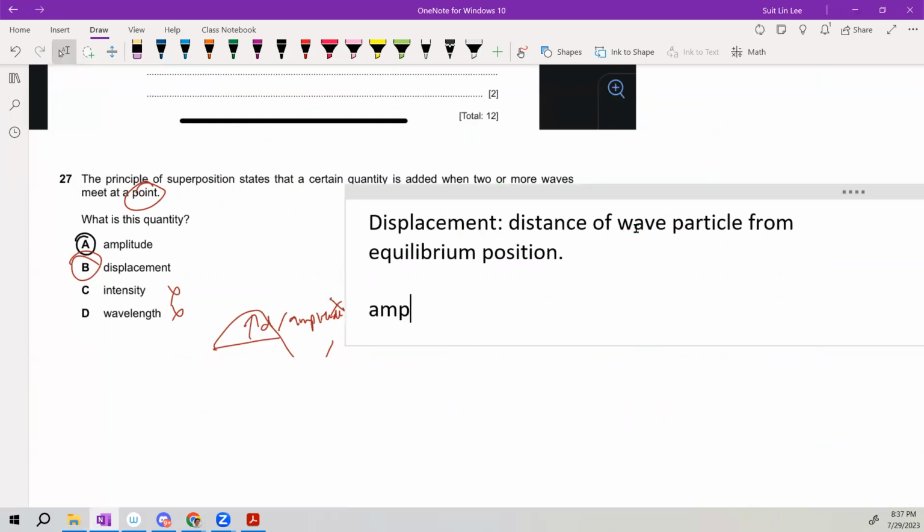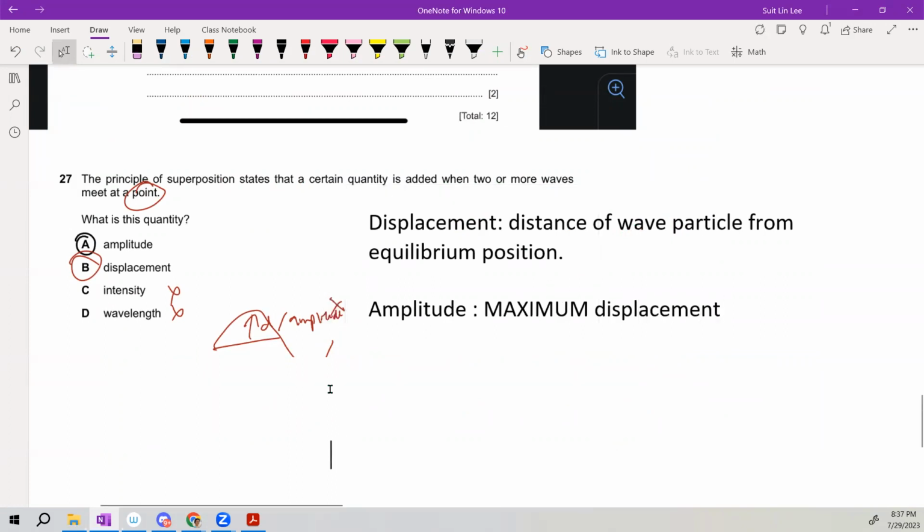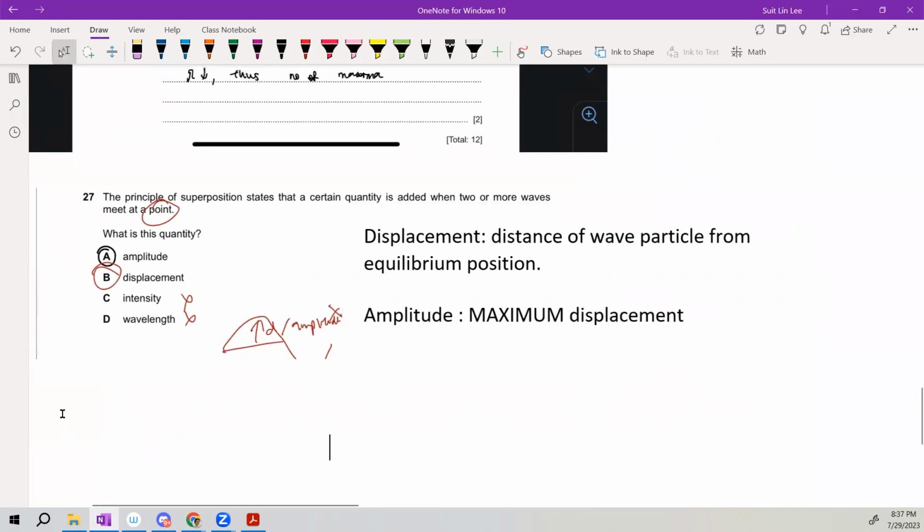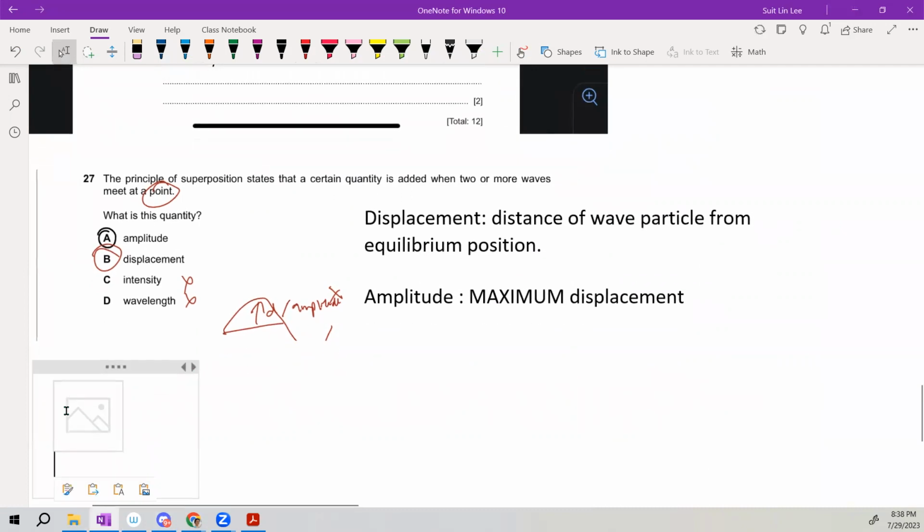Amplitude is maximum displacement, so it's only for one fixed point. Unless you're talking about a stationary wave, then there will be a different discussion. You do more questions first. You may encounter them later.